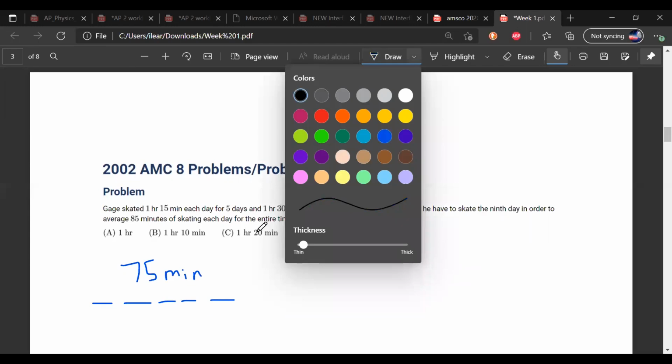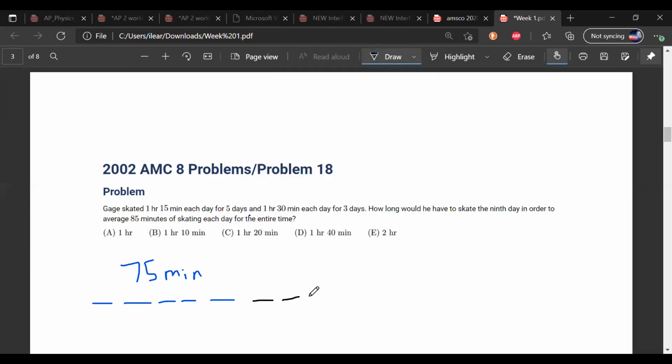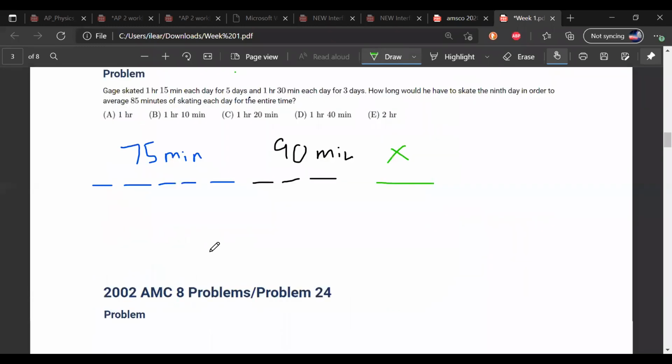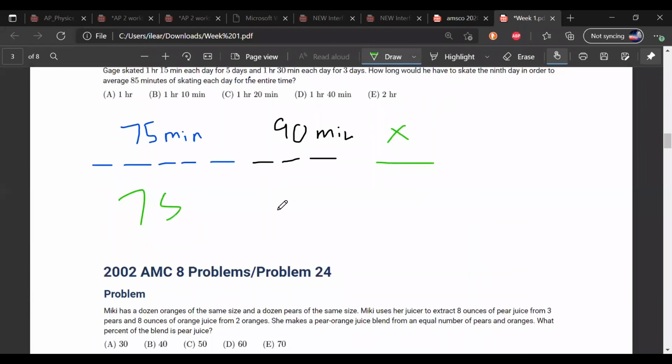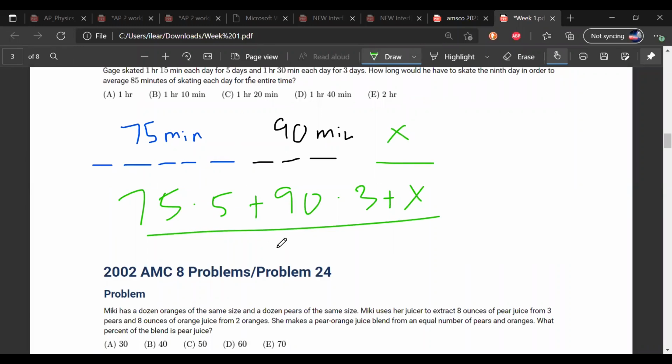And on the other days, let's change to black. 3 days, he skates for 90 minutes instead. How long would he have to skate on the 9th day in order to average 85 minutes? All right, so 9th day, let's use a bright green color, why not? So when you want to average this, you basically get 75 minutes, 75 times 5 plus 90 times 3 plus x over how many total days it is, 9, is equal to 85 minutes.